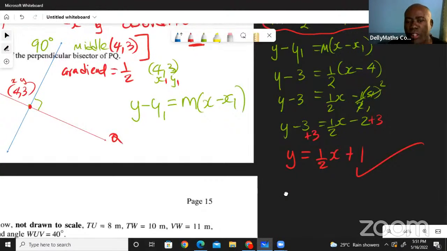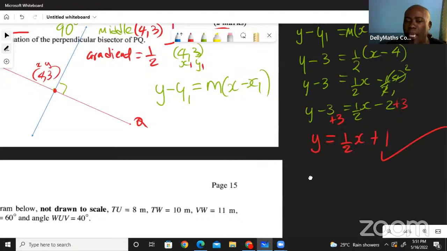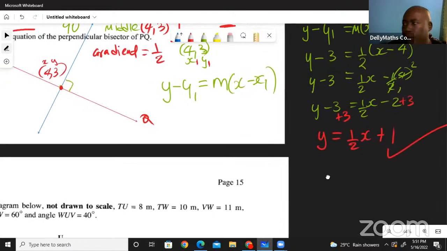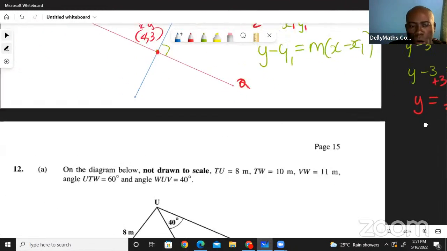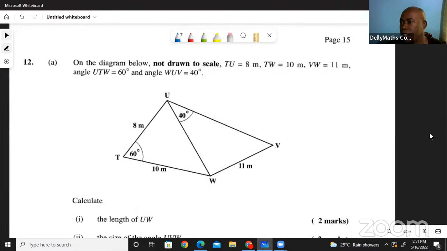All right, so the equation of the perpendicular bisector of PQ is y equals half x plus 1. Very straightforward there. As I said to us, we have mixed questions. Okay, Otavia, seeing your response. Very good. All right, so now we have this question.